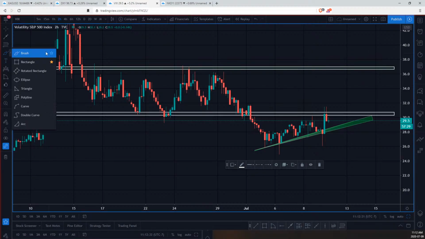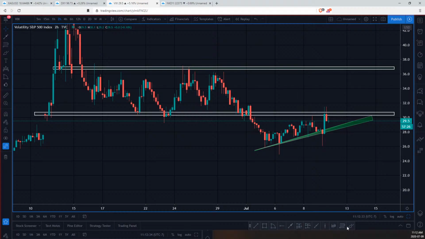Don't know why that is not highlighted. There we go. So using the brush, we are contracting in volatility between a solid level of resistance and an ascending zone of support. So we're contracting in volatility.